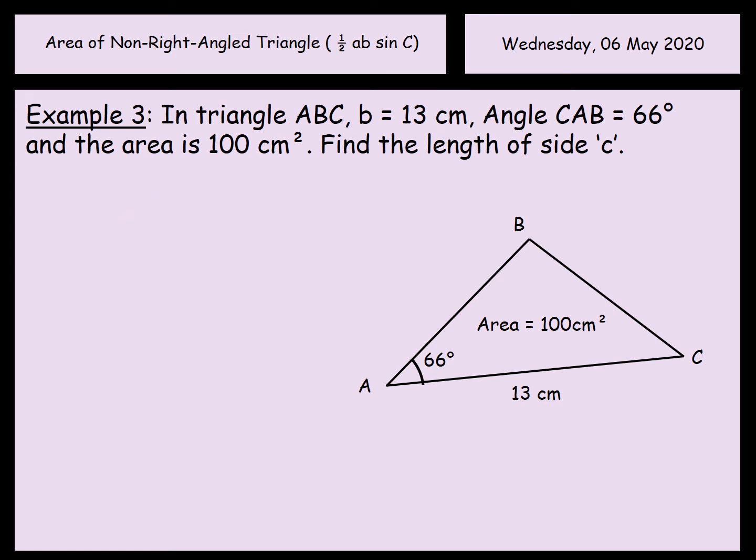Okay, and in this triangle, again, we'll be told what the area is. We're being asked to find the length of the side C. So again, it's the one over here. We've got these enclosed sides. Again, we need this length, we need this length, we need this angle to work out the area. We've got the area. We now need to work out what this side is.